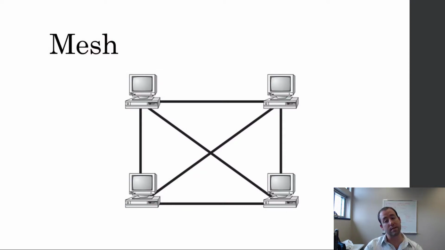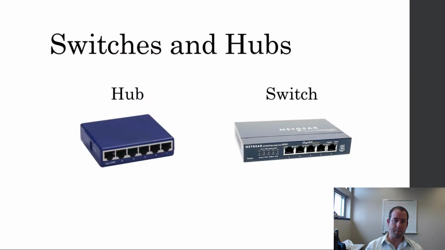Now, this is an example of a full mesh network, and in a full mesh, every device is connected to every other device. You might also have a partial mesh where you don't quite meet that criterion, but you've got a lot of different connections and redundant connections between devices that allow that network to function even though something might go down.